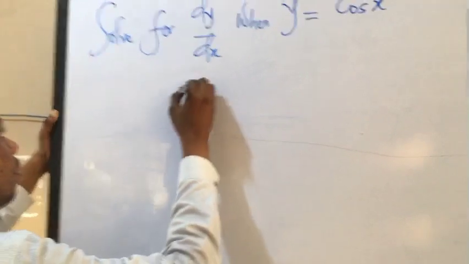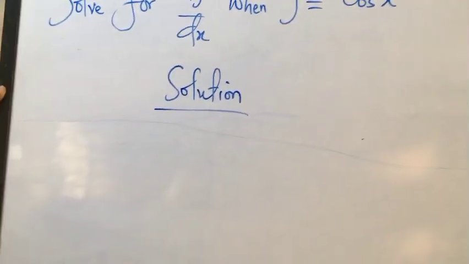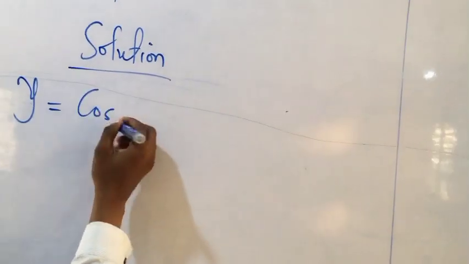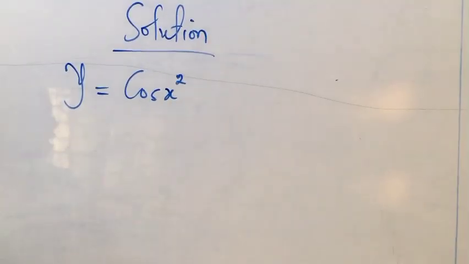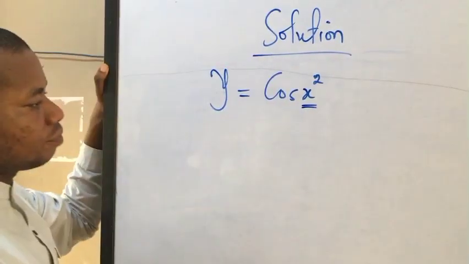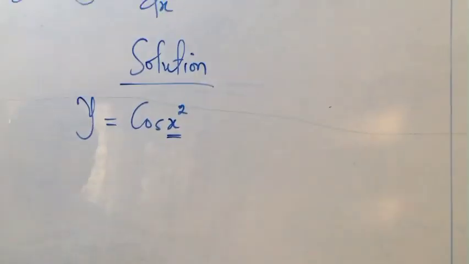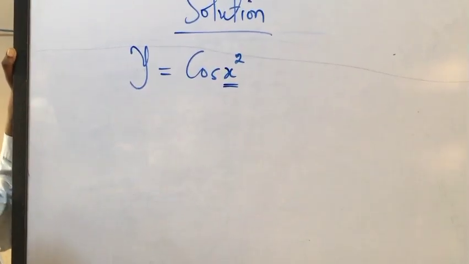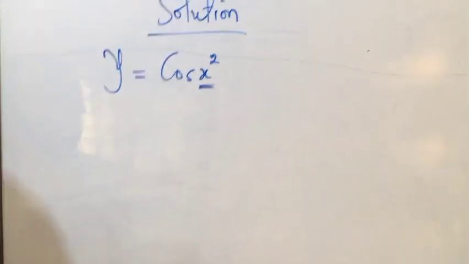Now I start by saying solution. I have y is equal to cos x squared. Okay, I'm gonna deal with this first. I'm gonna equate it to any letter of my choice. I can decide to use v, I can decide to use any letter. I can even decide to use M, N, but in most cases, it's better to use V.